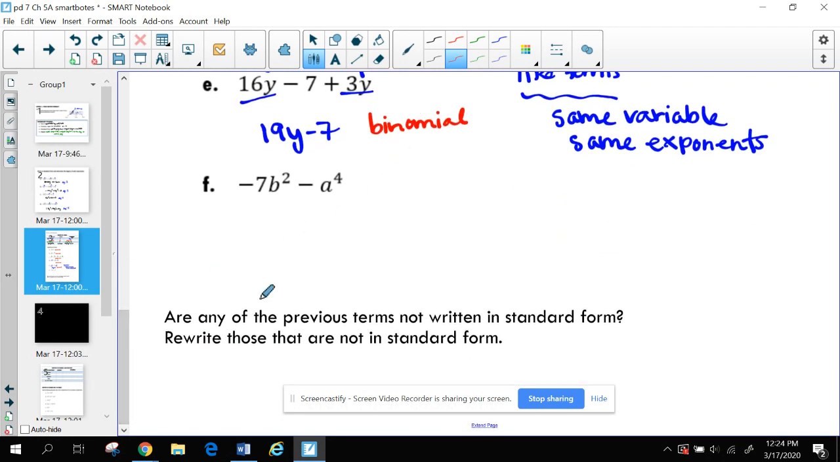Last example, if we take a look at f, we have to see if it's in standard form. So let's talk about these degrees again. This has a degree of 2. This one actually has a degree of 4. So I do need to rewrite this one. Put this in standard form. This would be negative a to the 4th minus 7b squared. It's all set. They're not like terms, so we don't have to worry about what we did in the last one. And then this would also be a binomial.